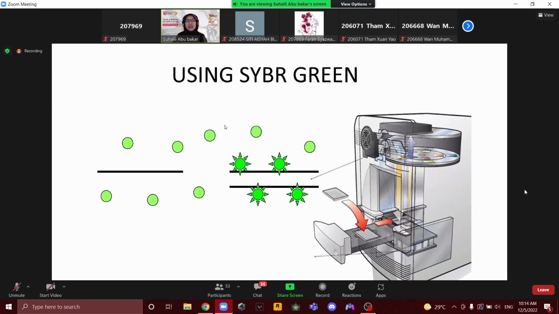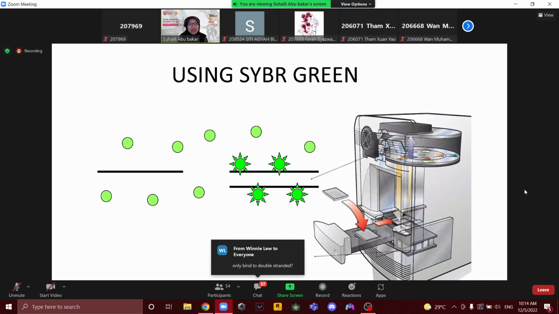Now we move to the SYBR Green. What do you understand from this picture? Apa you faham dari picture ni? What can you say on this picture? Sharifah, Winnie, you want to give a try? Muhammad Daud. Siapa lagi ada kat sini?